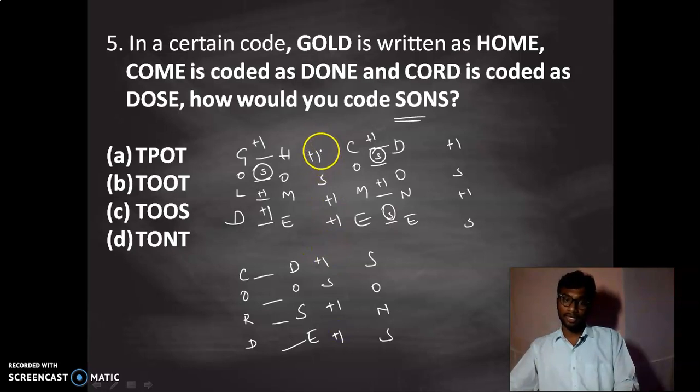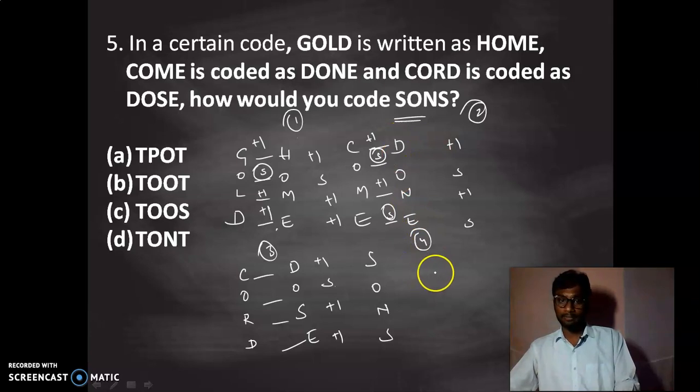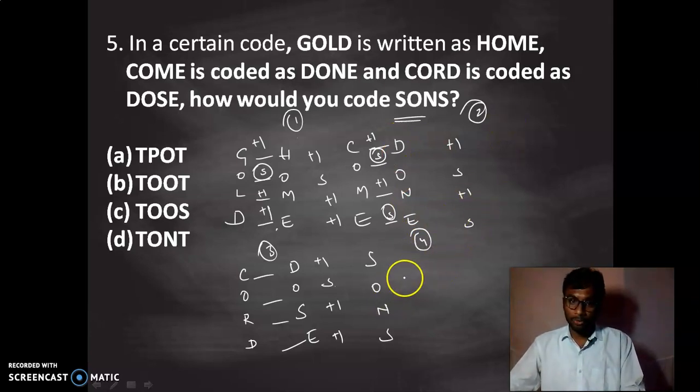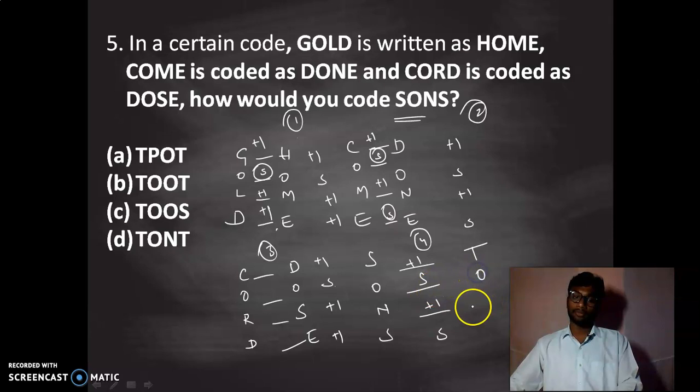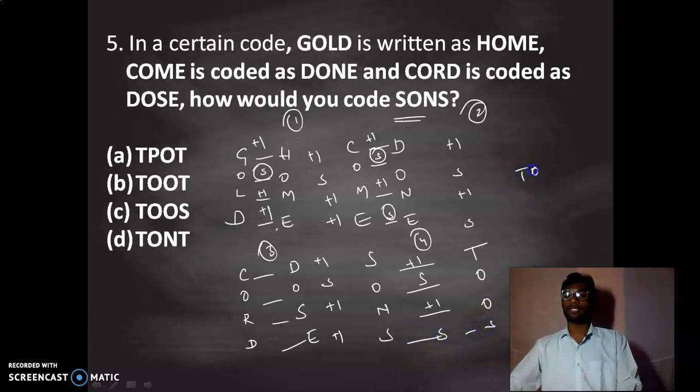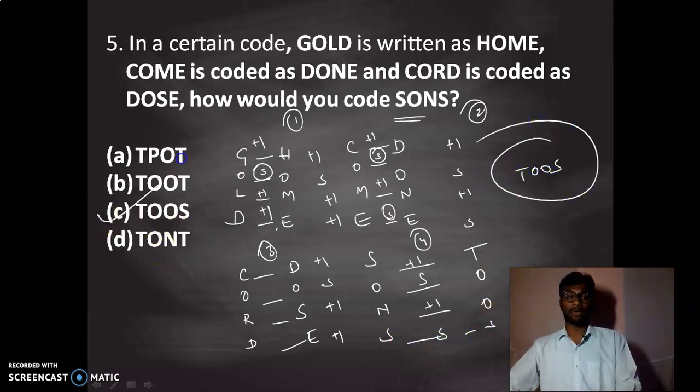Here we are getting the first, the second, the third, now the fourth. If you observe, the first and third are the same, so automatically the second and fourth should be the same. So what will be the logic? Plus 1, same, plus 1, same. So S should be the same, O plus 1 is T. N plus 1 is O, and S should be the same. The answer is 2's. I hope you understood.